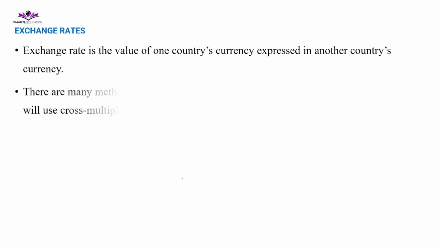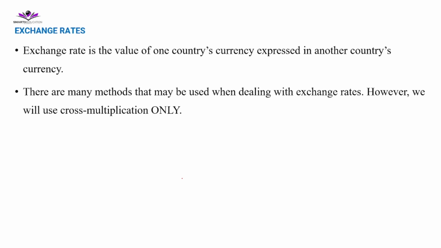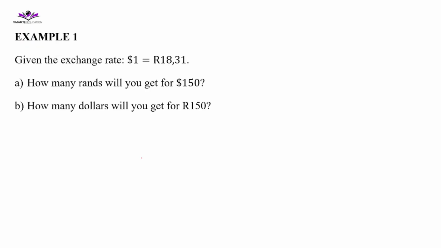Right, when dealing with exchange rates, sometimes it is confusing. We don't know if we should multiply or divide. So I'm going to show you a very easy method that you have to use when you're dealing with exchange rates. That is cross multiplication. There are many methods that you can use, but I prefer cross multiplication because you will never go wrong. Okay, if you follow these steps that I'm going to show you, you'll never go wrong when you're dealing with exchange rates. Let's look at this example.